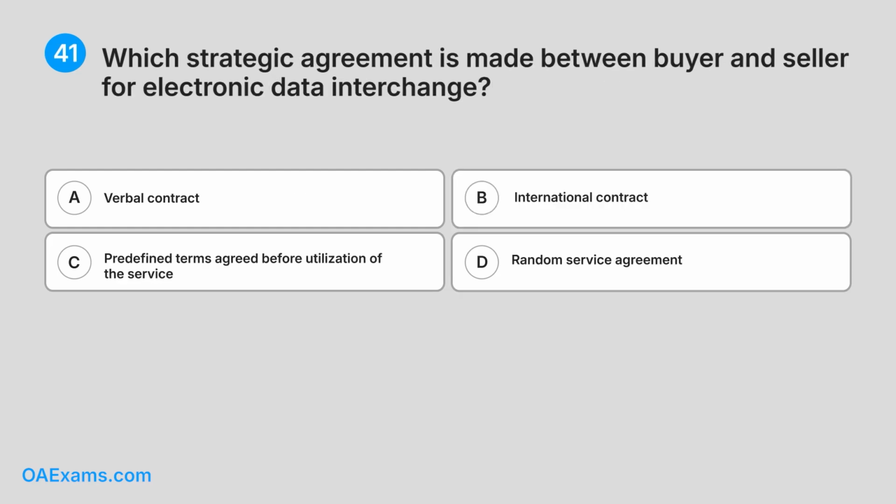41. Which strategic agreement is made between buyer and seller for electronic data interchange? A. Verbal contract. B. International contract. C. Predefined terms agreed before utilization of the service. D. Random service agreement. Can you guess the answer?